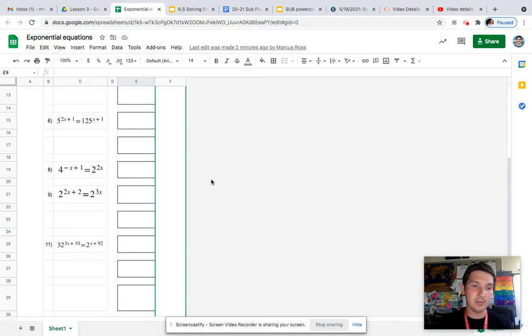Number 8, we're just going to simplify 4 and make it 2 to the second. So now it's going to be 2 to the negative 2x plus 2 equals 2 to the 2x. Set those two exponential functions equal to each other. Number 9, pretty simple.